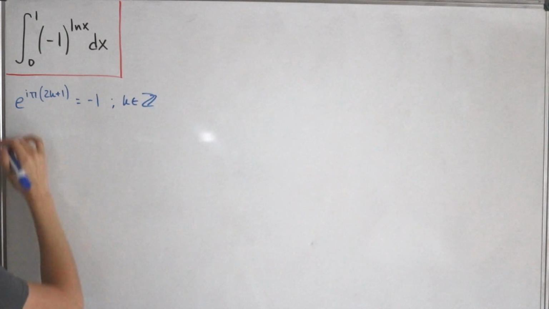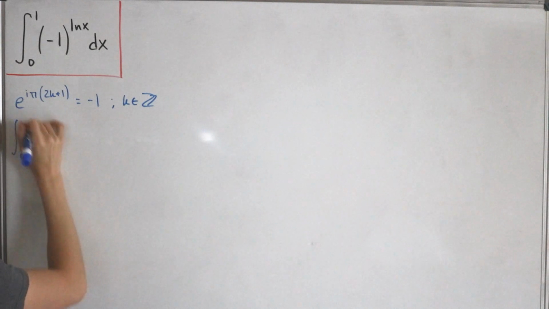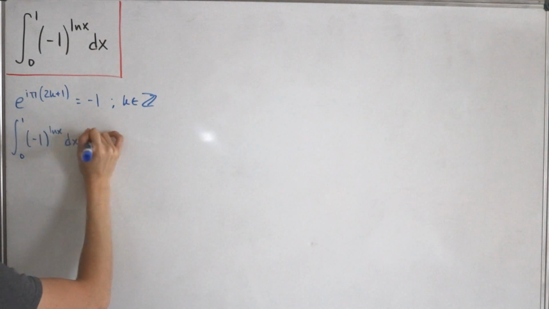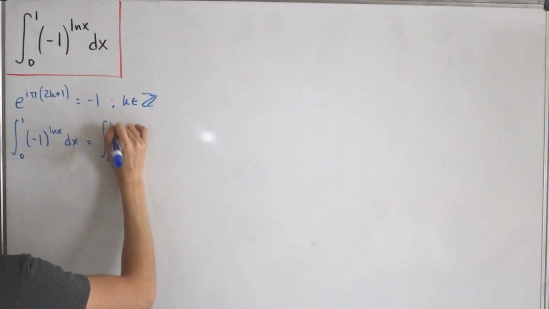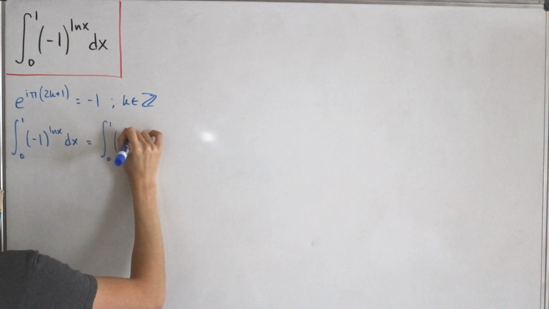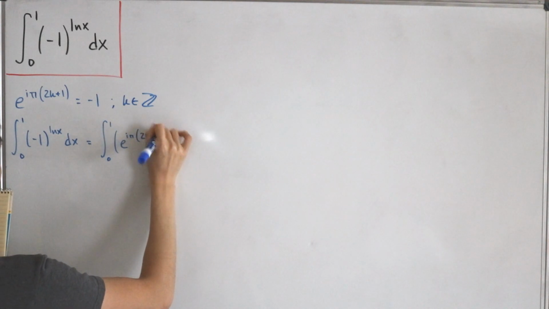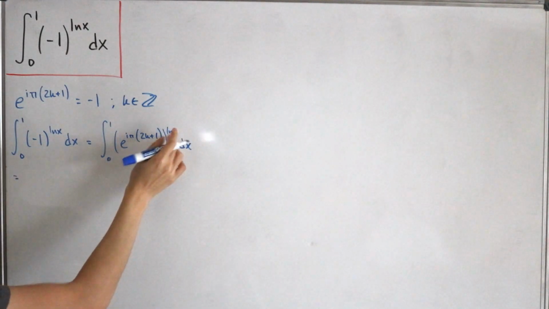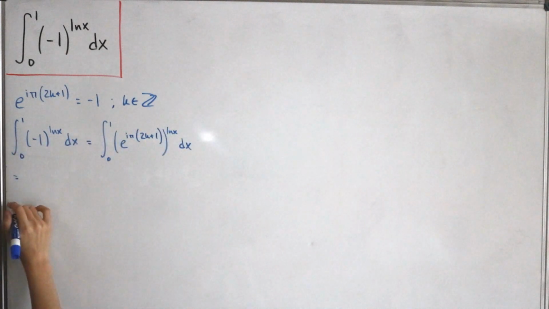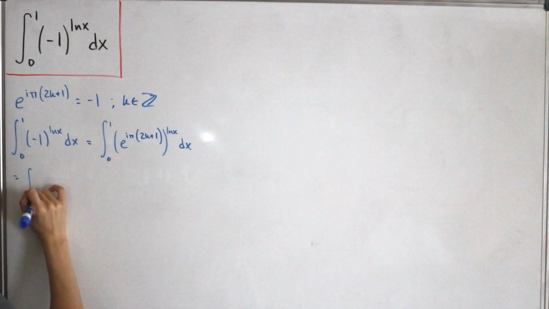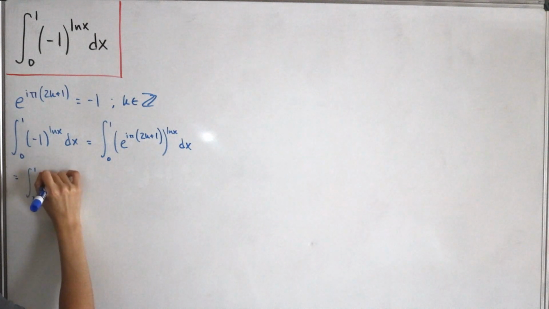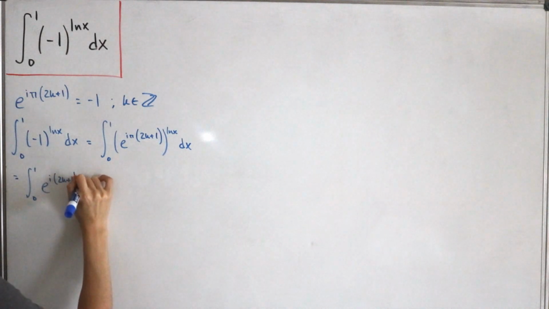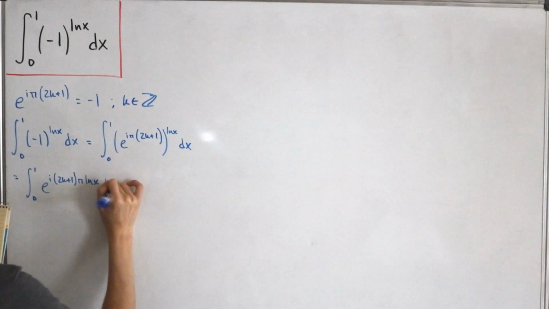With this, we can make the proper substitution and go back to the original integral. So -1 to the power ln of x, dx, is simply the integral from 0 to 1 of e to the power i pi (2k+1), all to the power ln of x, dx. With properties of exponents, we can multiply and distribute through. So now we have this integral to calculate: e to the power i times (2k+1) times pi times ln of x, dx.